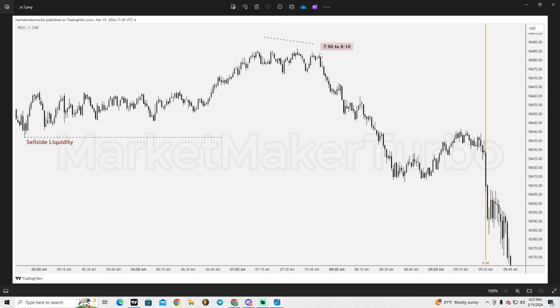750 to 810 macro. Short. Short. Using 930 to run for lower objectives. The key thing here, there's really two key components, and it's the sell side. This is what's really key.